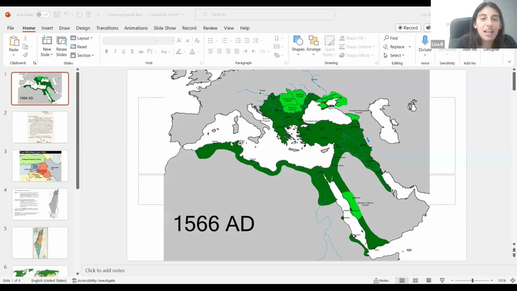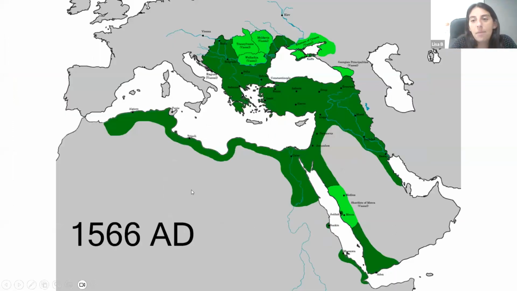So for me, the clear place to start is first with the Ottoman Empire in the Middle Ages and then rising through. So I want to start by showing you a map, and I will do my best to not be too technologically challenged here. There we go. So this is a map of the Ottoman Empire in the Middle Ages, 1566.